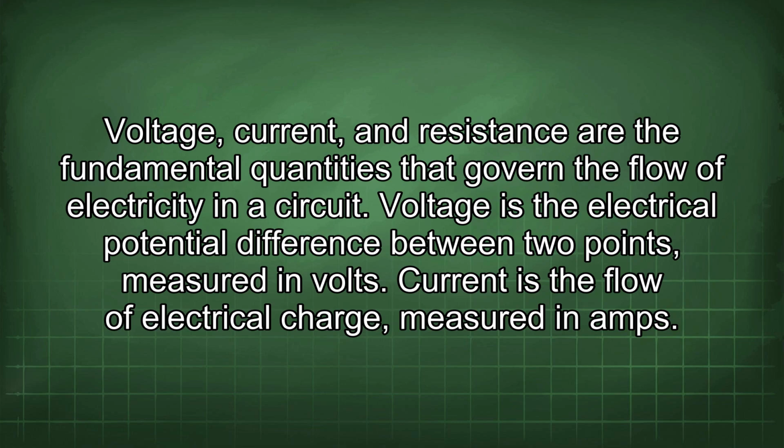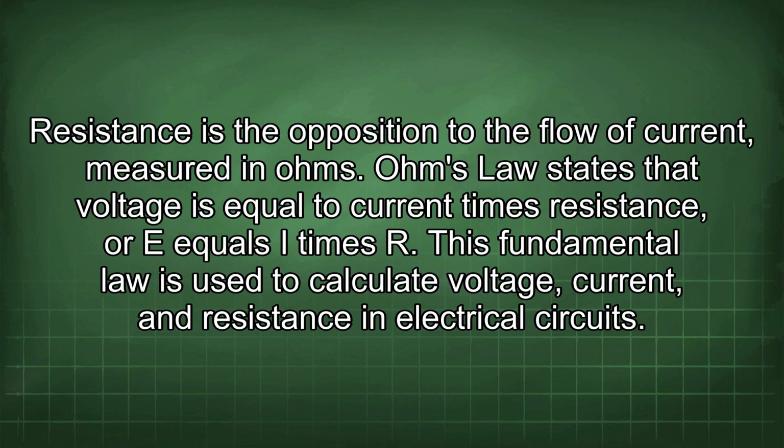Voltage, current, and resistance are the fundamental quantities that govern the flow of electricity in a circuit. Voltage is the electrical potential difference between 2 points measured in volts. Current is the flow of electrical charge measured in amps. Resistance is the opposition to the flow of current measured in ohms. Ohm's law states that voltage is equal to current times resistance, or E equals I times R. This fundamental law is used to calculate voltage, current, and resistance in electrical circuits.